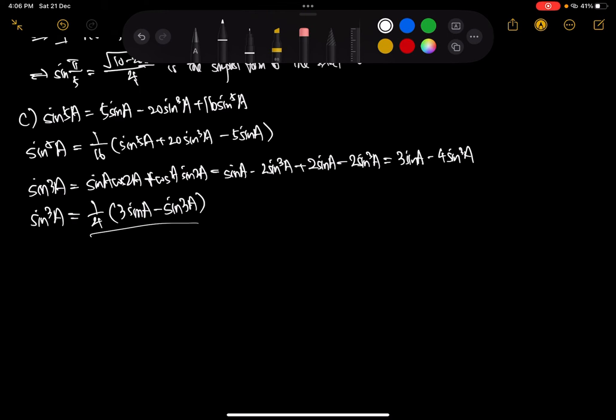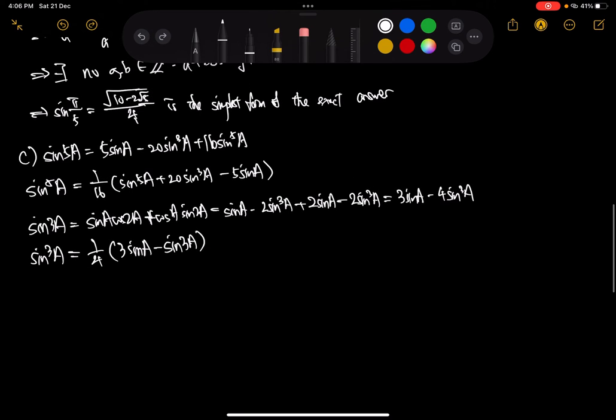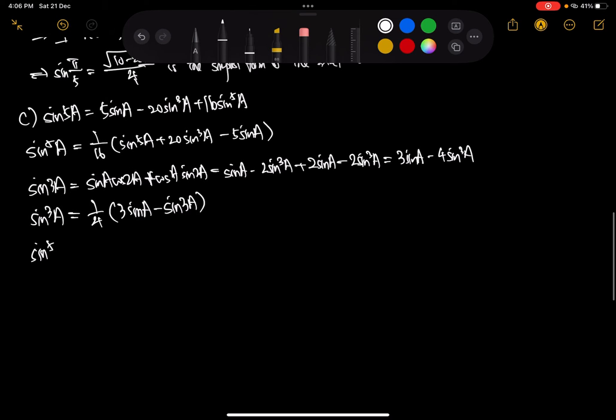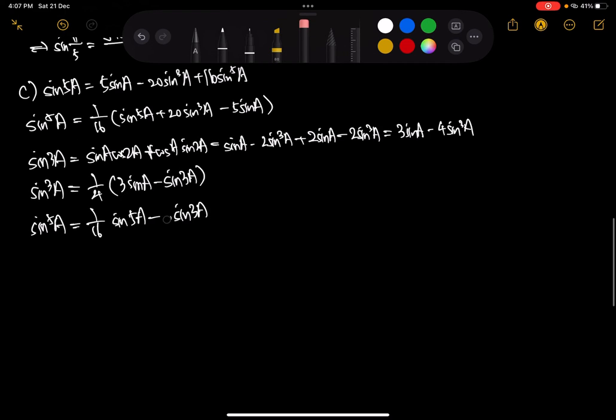Putting this into that, we have 20 over 4 is 5. So we should have this expression. Pretty straightforward stuff. Plus 15 sine A. So we should have 10 sine A minus 5 sine 3A. 5 over 16. What am I doing?